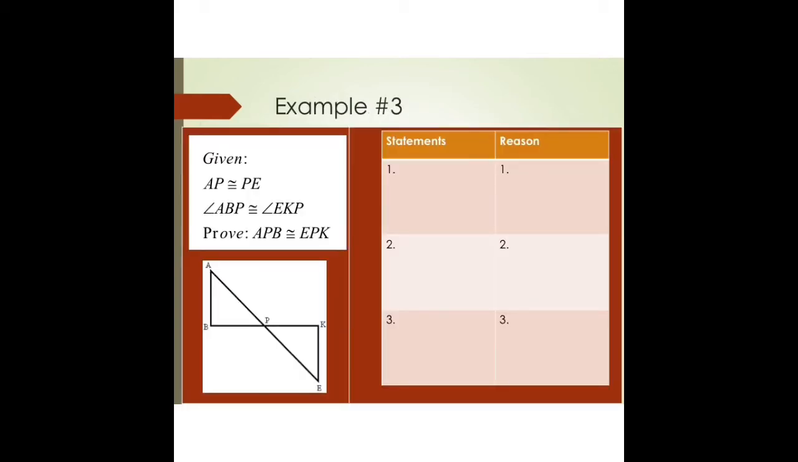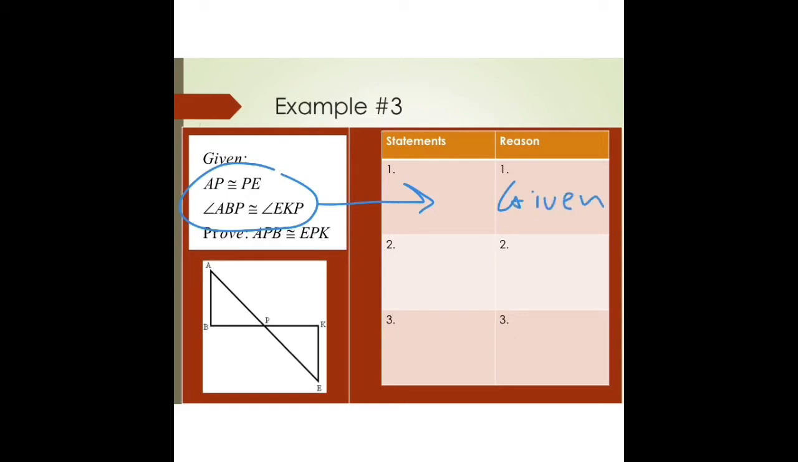Okay, so for example number 3, we have some given information again. We have side AP is congruent to PE, and then angle APB is congruent to angle EKP. I can't fit this all in my little box, so I'm just going to draw an arrow. I'm going to cheat, and then the reason again is going to be given. But we would write down each of those statements.